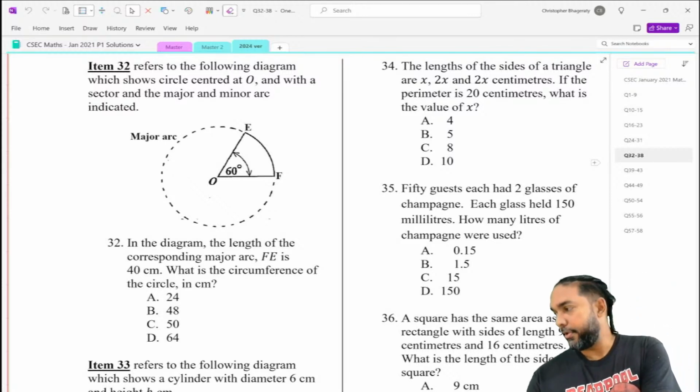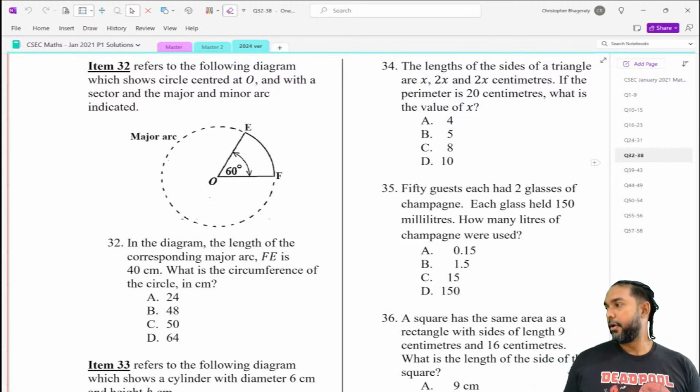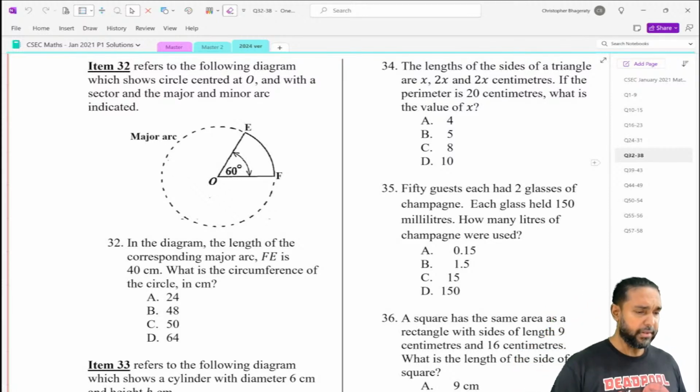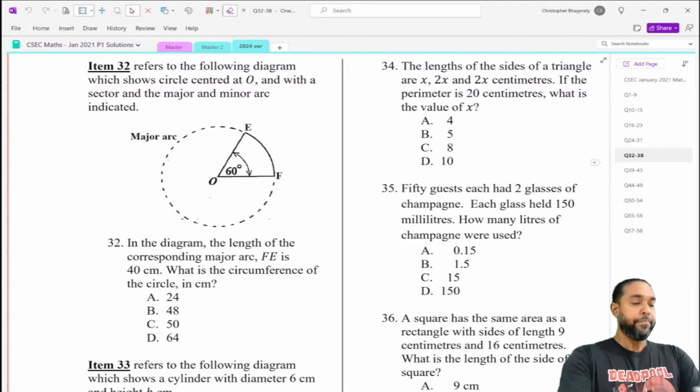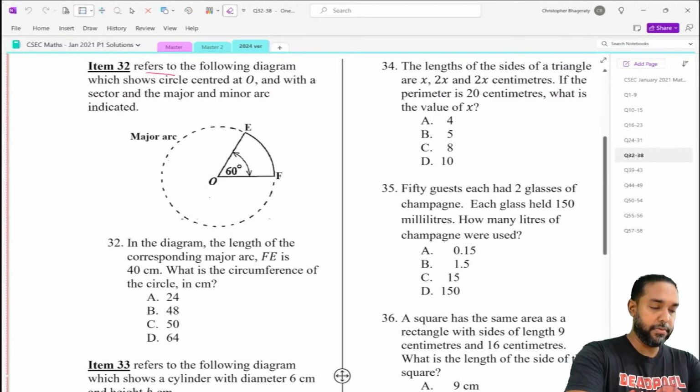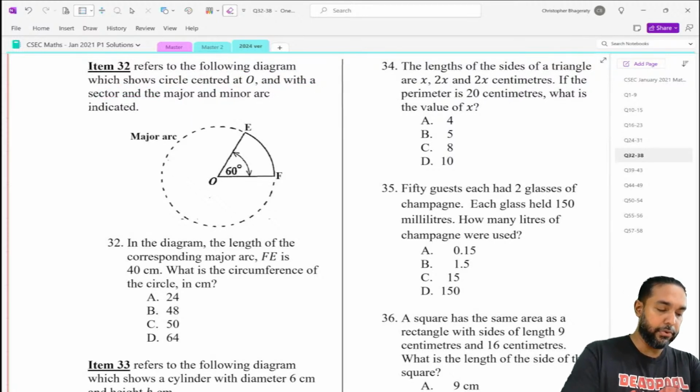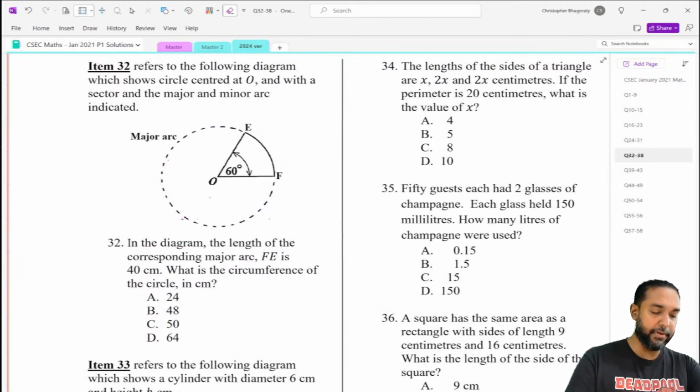So how they try to catch people here is that it says it is the length of the major arc. So item 32. Right, so in the diagram, the length of the corresponding major arc, which is this piece here, is 40. And what is the circumference? Okay, cool. So check it.